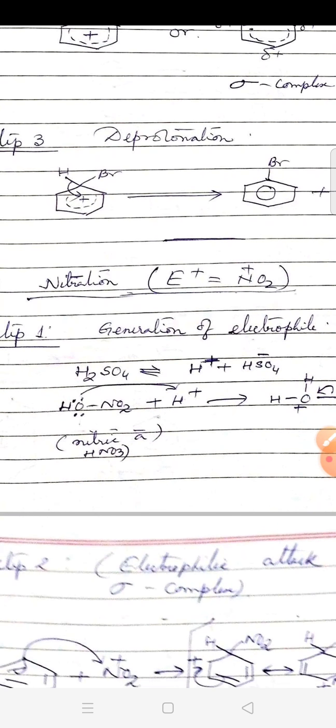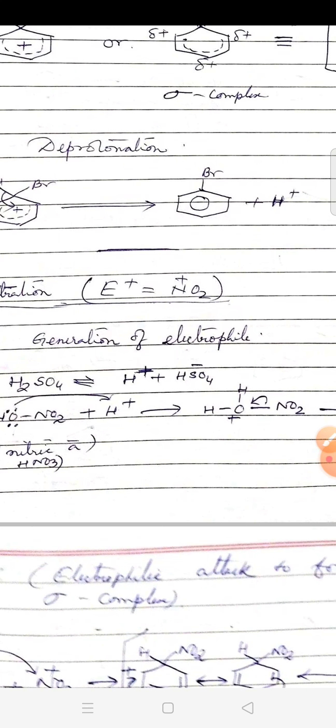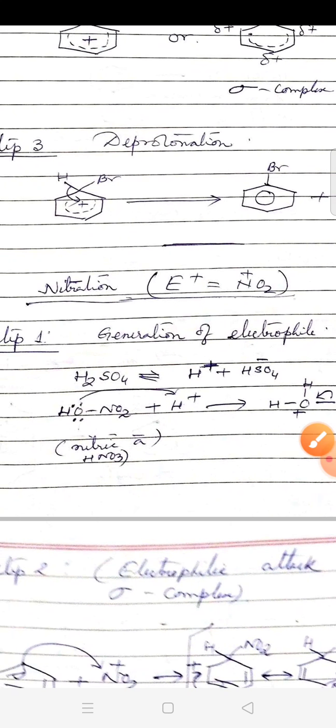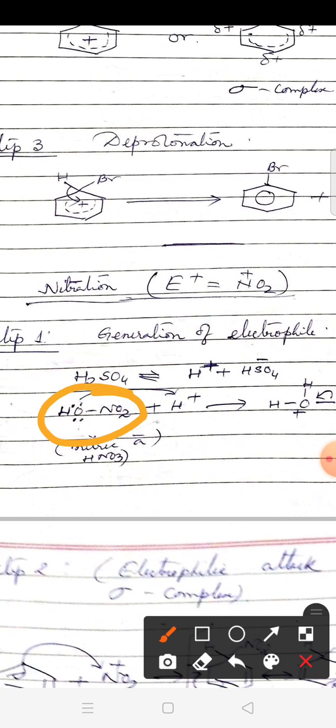Next is nitration. How do we generate the NO2 plus? In the nitration reaction, H2SO4 and HNO3 are both needed, which is known as the nitration mixture. H2SO4 dissociates to give you H plus and HSO4 minus. The structure of nitric acid we have written as HONO2 instead of HNO3.